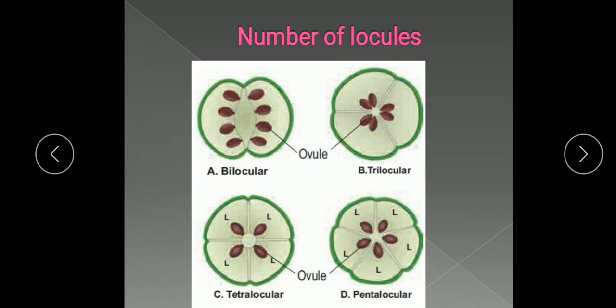Then multilocular or pentalocular. This is the type of ovary where more than 3 or 4 locules are there, and this condition is said to be multilocular. You see, there are 1, 2, 3, 4 and 5 chambers. This 5 chambered ovary is known as the pentalocular or multilocular ovary. It may be a condition where more than 5 locules are present in the ovary. So these are the numbers of locules.